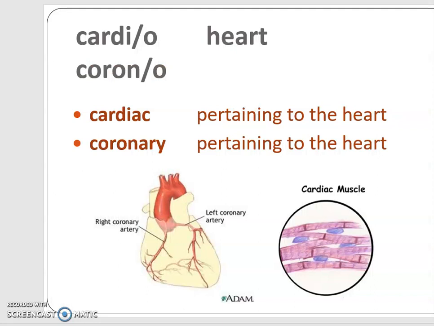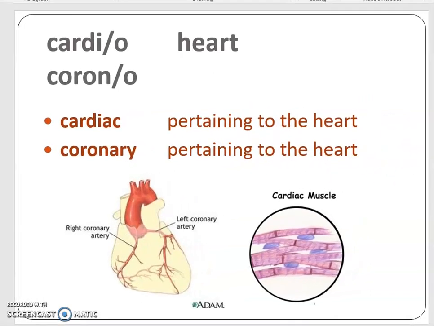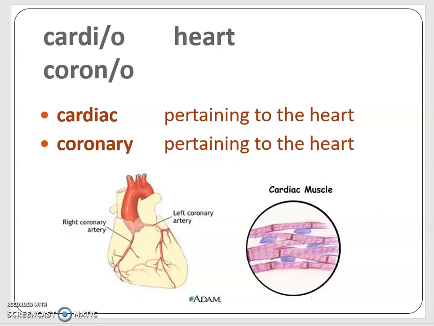So let's jump right into a couple of combining forms right off the bat. And I'm going to realign my screen here a little bit because this slide is slightly off. There we go. Cardio, corano. Both of these combining forms together indicate the heart. If we use the first form, cardio, and put our ac, pertaining to, on the end of it, we have cardiac, meaning pertaining to the heart. And coronary means pertaining to the heart also.